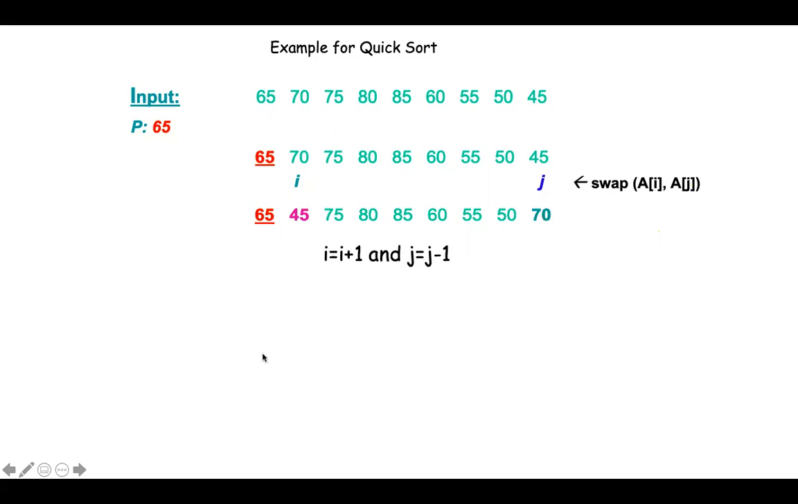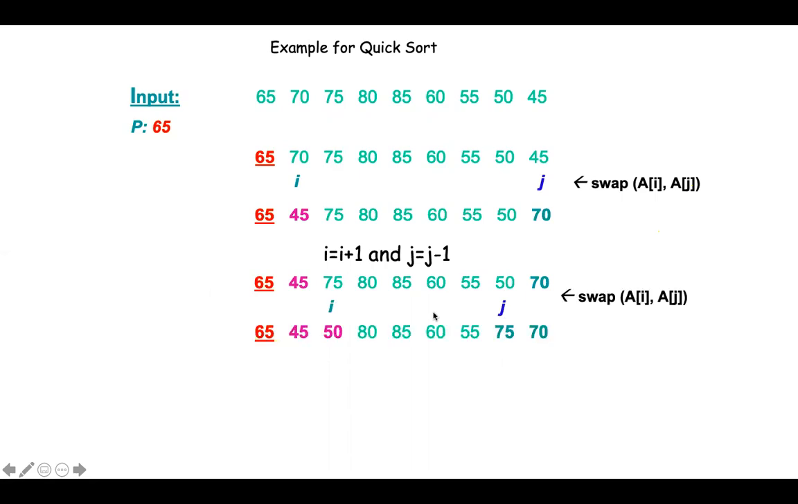Next, again increment i, decrement j. So 75 is greater than 65, 50 is less than 65. So swap these two elements. Next, again increment i, decrement j. 55 and 80, swap these two elements.